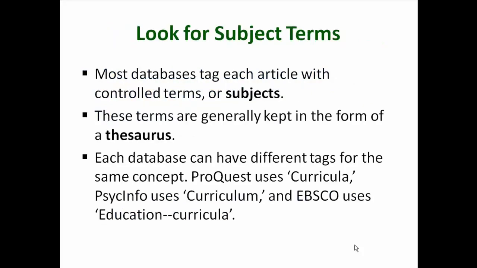The next thing you're going to do is look for subject terms. Each database will usually have tags that they assign to all articles on the same topic. These are assigned by human beings, so they're a really great way to find all the articles for a particular concept. These terms can be looked up in something called a thesaurus, and each database has different subjects. So ProQuest uses the word curricula while PsycInfo uses the word curriculum. So you have to use the thesaurus within each database and look up what they use for that concept.